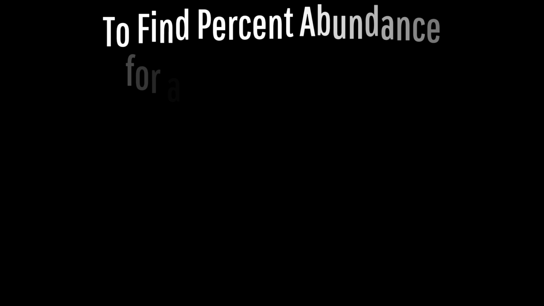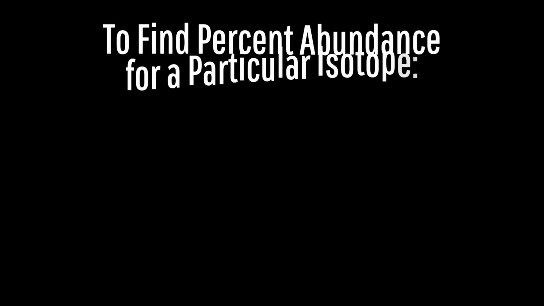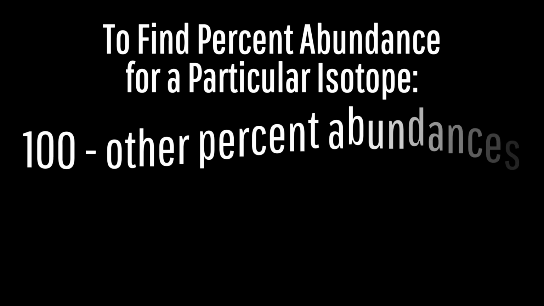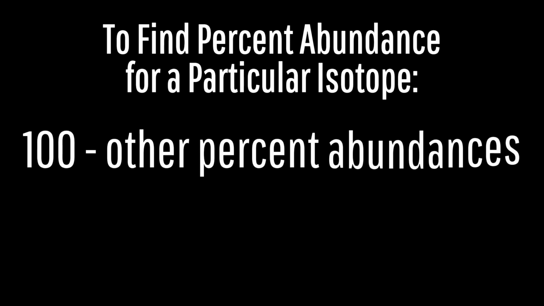In this problem, notice how all the percent abundances for carbon add up to 100%. This 100% represents all the carbon in the world. So if a problem asks you to find the percent abundance for a particular isotope, subtract the percent given for the other isotopes from 100, since the percent abundances for all the isotopes have to add up to 100.